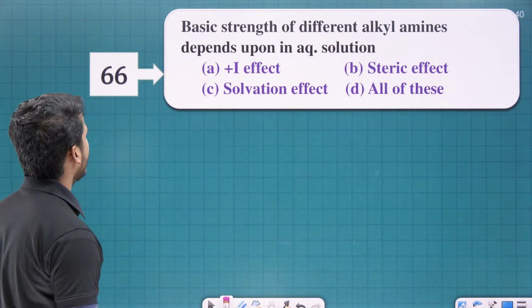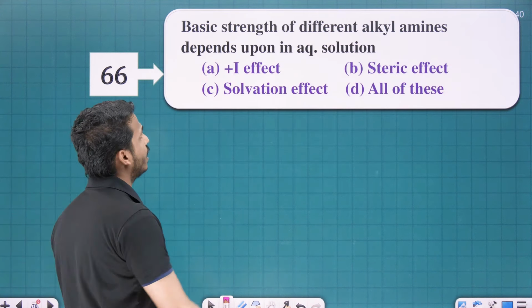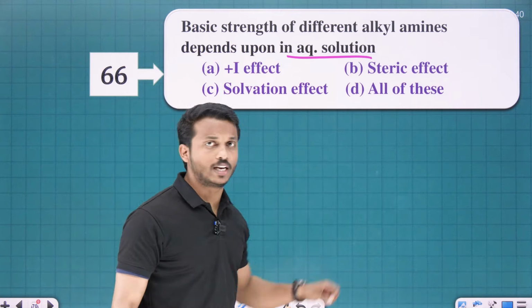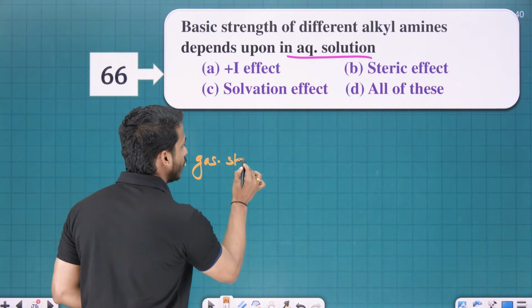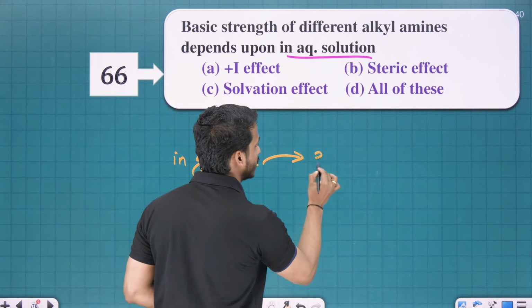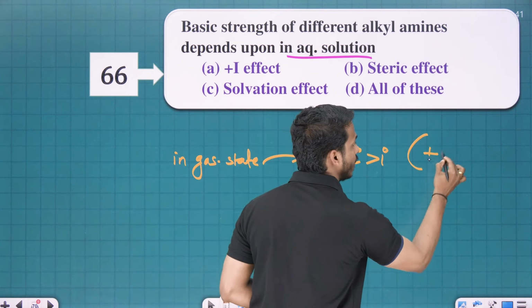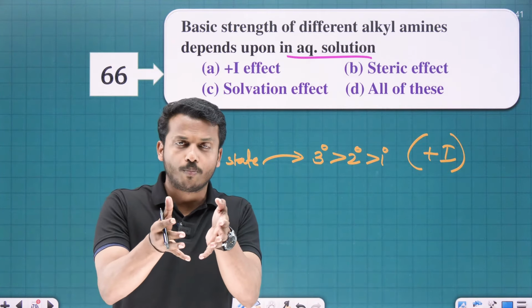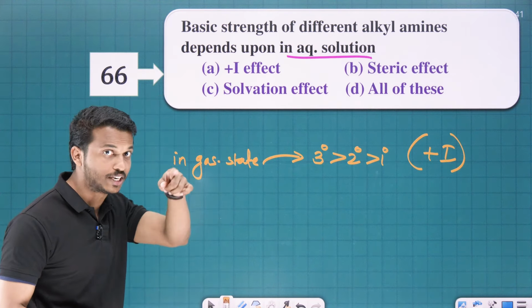Next one. Basic strength of different alkyl amines depends upon what in aqueous solution? In gaseous state, we studied in classes like this one. In the gaseous state, the order for basicity is tertiary greater than secondary greater than primary because we consider only the plus I effect. More the donating group, more plus I effect, more basic. Therefore, tertiary is highest in gaseous state.